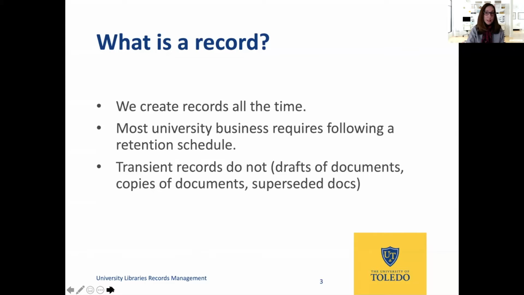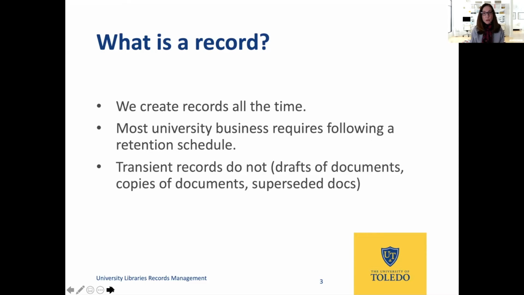So what that means is that we're basically creating records all the time. And most university business requires following a retention schedule. I'm going to talk about this a little bit later, but I created a general retention schedule for the whole university because a lot of our offices are creating the same types of records all the time. I wanted to have a document so everyone didn't have to recreate the wheel here. So I'm going to be talking about that general retention schedule.